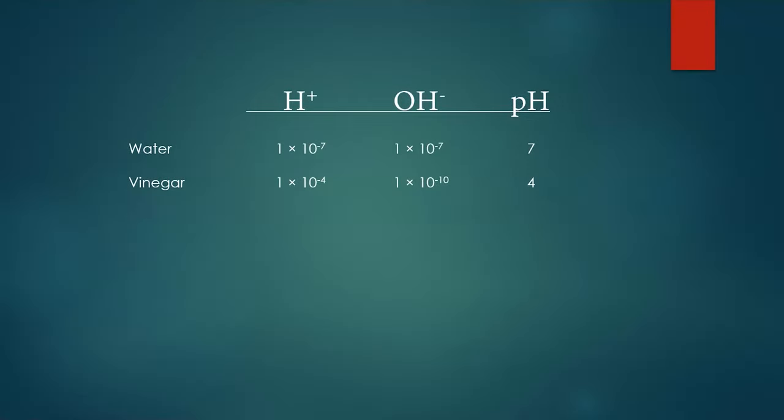Vinegar contains acetic acid, and thus the hydrogen ion concentration will be higher than you would find in water. So keep in mind that with negative exponents, the smaller the number, the greater the value is. So 1 times 10 to the minus 4th power is actually 1,000 times bigger than 1 times 10 to the minus 7th. So if you take the negative log of the 1 times 10 to the minus 4th, we get a pH of 4.